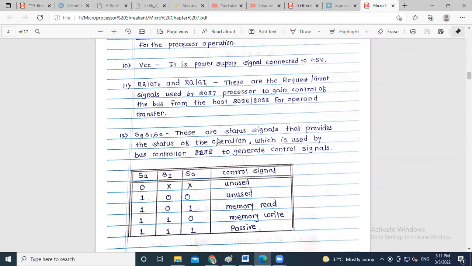These are the status signals that provide the status of the operation, which is used by the bus controller and the 8088 to generate control signals. Actually, the next version after the 8086 is the 8088. That is the main processor. But between the 8086 and the 8088, we have to use the 8087. That is the coprocessor.